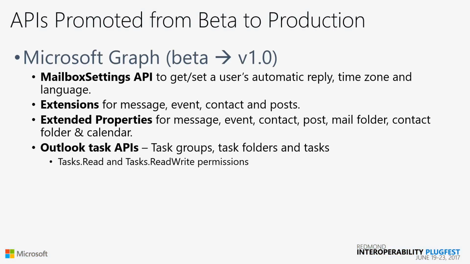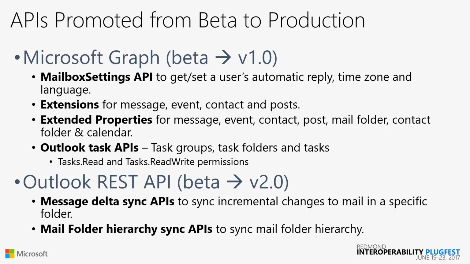What is next? What are the new things that are coming in? On Microsoft Graph, from the Outlook perspective, we are moving our mailbox settings API from beta to v1.0, from our beta endpoint to the production endpoint. Extended properties and Outlook task APIs are also being moved from beta to the production endpoint. So soon you can start using them in production applications as well. On the Outlook side, message Delta Sync APIs and message folder hierarchy sync are also being moved from beta to our production endpoint.